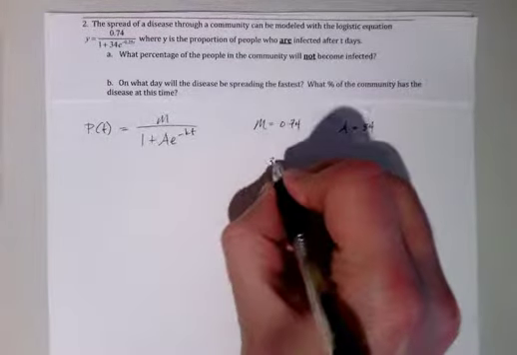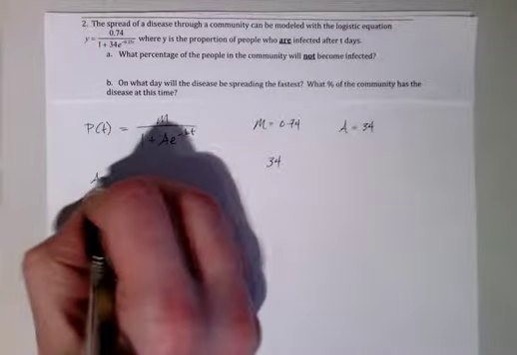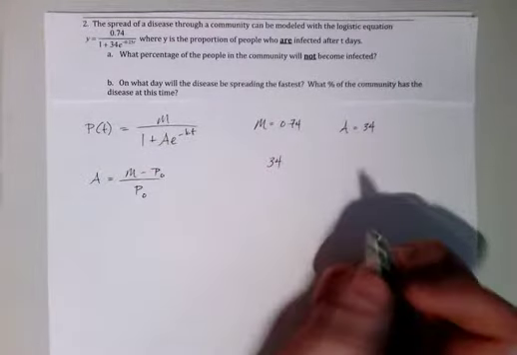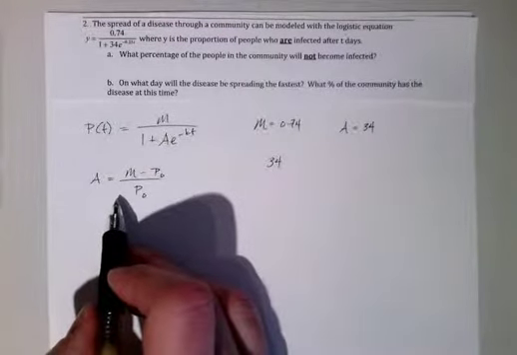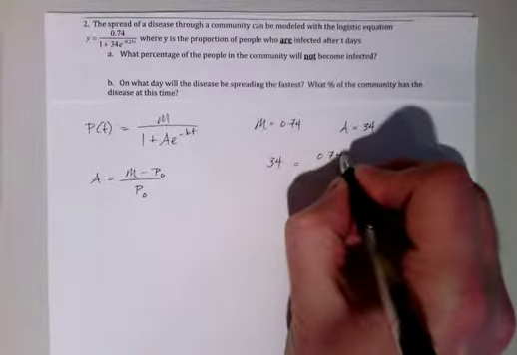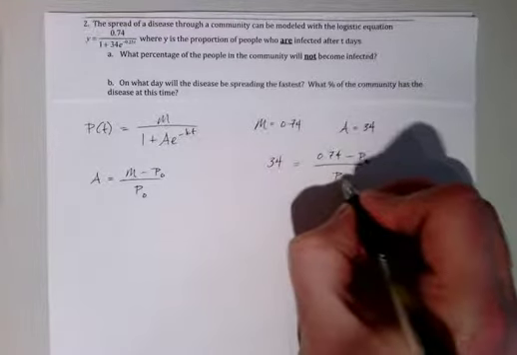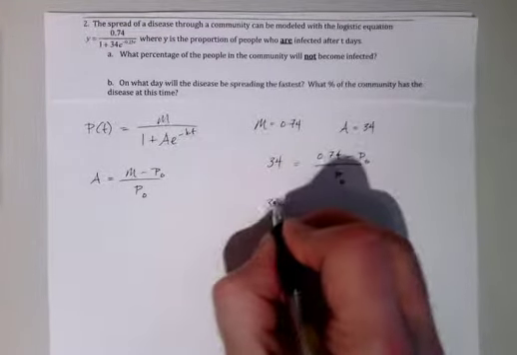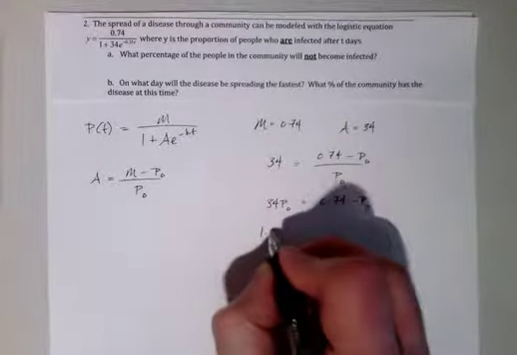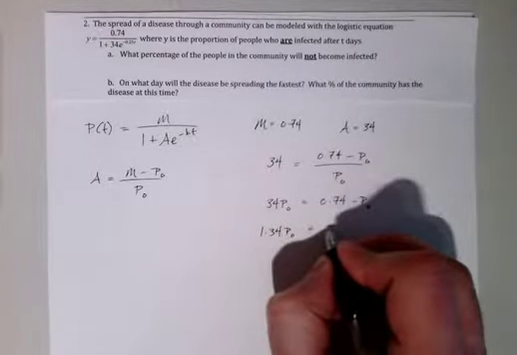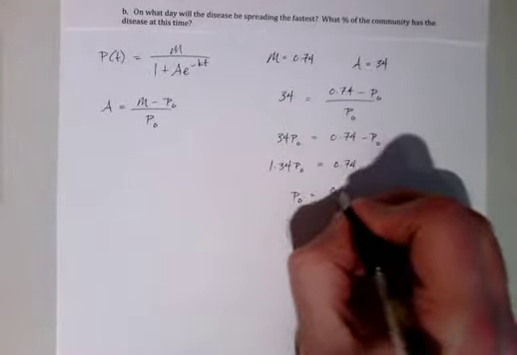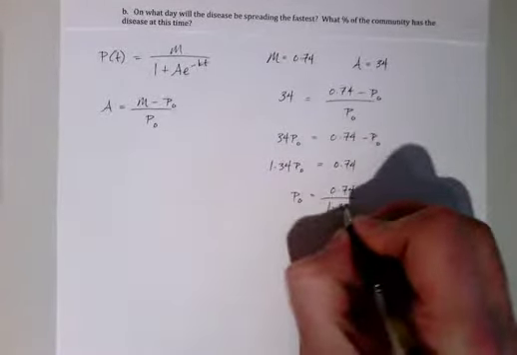So if I have 34, remembering that A is equal to M minus P naught over P naught, this is basically a formula of 3 unknowns. If you know 2 of them, it winds up being 0.74 minus P naught over P naught, and that becomes 34 P naught is equal to 0.74 minus P naught. So 1.34 P naught is equal to 0.74. And then, of course, P naught is going to be 0.74 over 1.34.